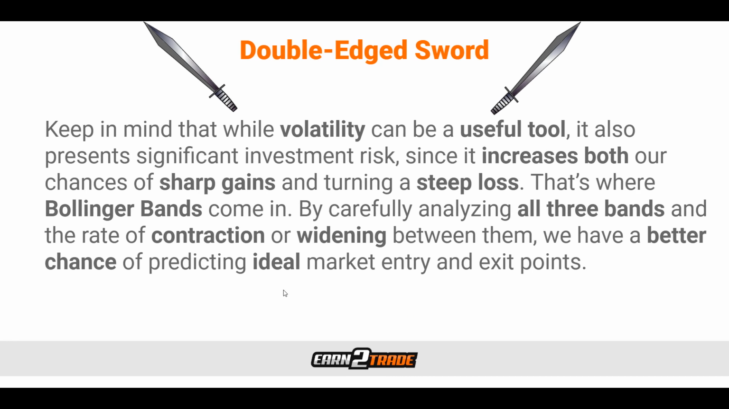Volatility definitely has the ability to be a double-edged sword. We need to keep in mind that while volatility can be a useful tool, it also presents significant investment risks since it increases both our chance of sharp gains, but it also increases our chance of a steep loss. That's where Bollinger Bands come in, however. By carefully analyzing all three bands and the rate of contraction or widening between them, we have a better chance of predicting ideal market entry and exit points, putting the volatility more in our side of the court.